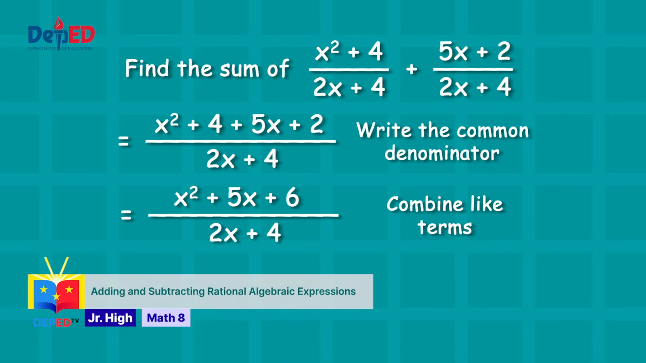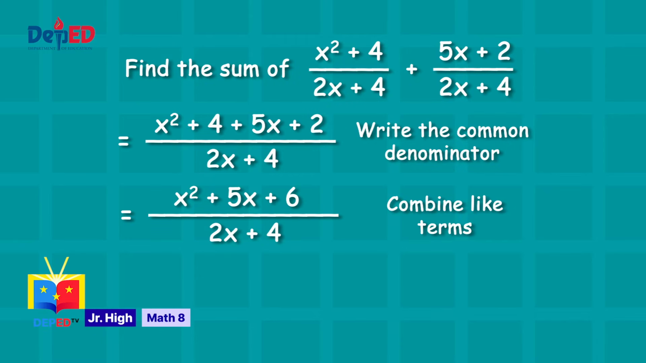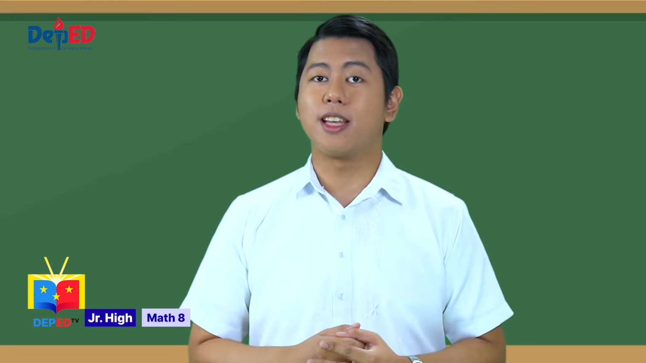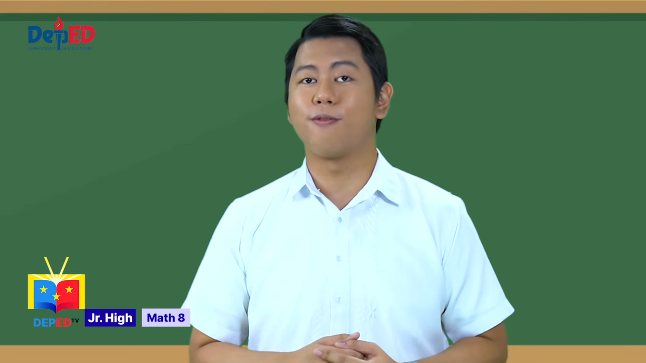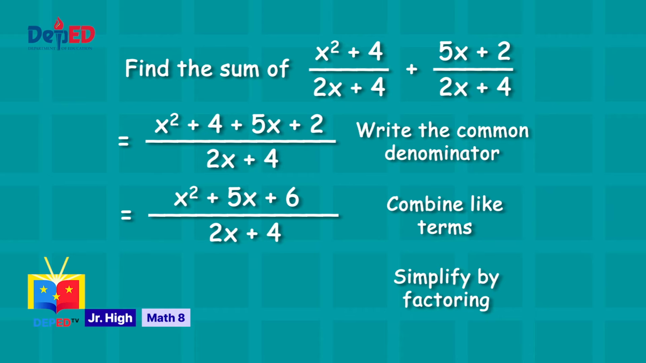Then we combine like terms. The numerator will now be x squared plus 5x plus 6. We can factor the numerator and the denominator. The numerator is a general trinomial whose leading coefficient is 1. So can you think of two factors of 6 whose sum is positive 5? The numerator can be written as the quantity x plus 2 times the quantity x plus 3.